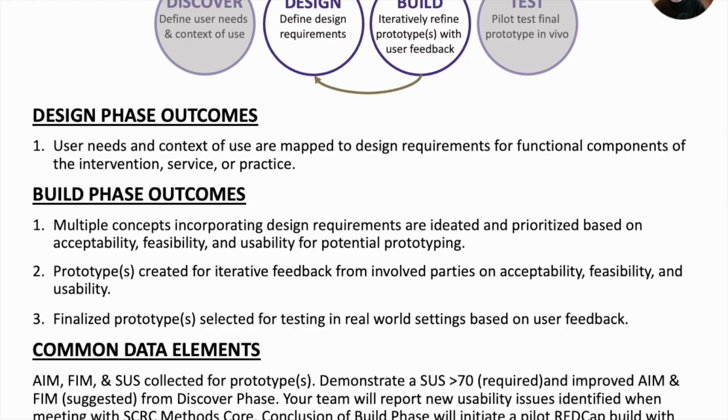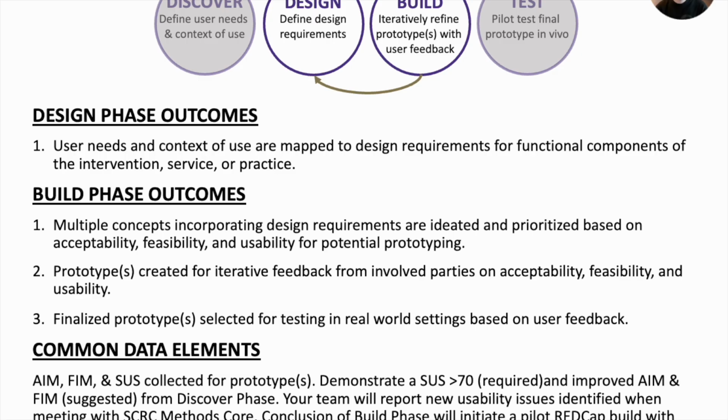Then we move into design build. You can think of them as two phases. They're treated as one phase in the DDBT framework. I'm going to talk about them a little bit as two phases here. So in the design phase, the outcomes for design are that the user needs and context of use are mapped to specific requirements for functional components of whatever intervention, service, or practice you end up designing. And so that's really mapping out, we heard this, and so our intervention, service, or practice needs to be able to do this, and making those connections very explicit and clear.